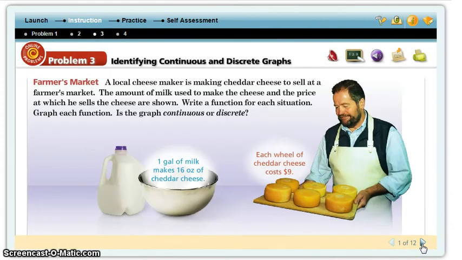In this problem, you identify continuous and discrete graphs. A local cheesemaker is making cheddar cheese to sell at a farmer's market. The amount of milk used to make the cheese and the price at which he sells the cheese are shown. Write a function for each situation. Graph each function. Is the graph continuous or discrete?